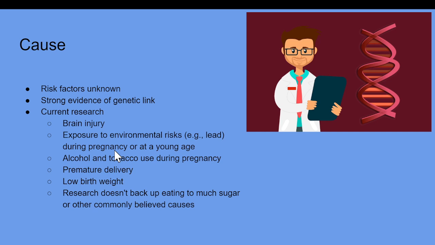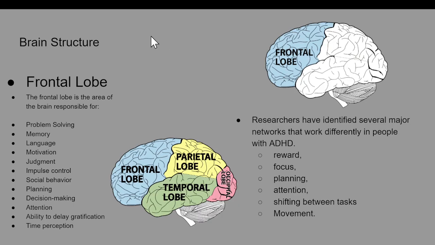There's no definitive answer. However, research doesn't back up the idea that eating too much sugar or watching too much TV, things like that, has any significance to causing ADHD. Now, let's look at how it affects the brain. As we know, the brain is comprised of several different areas: the temporal lobe, the occipital lobe, the parietal lobe, and the frontal lobe. ADHD is mostly concerned with the frontal lobe.